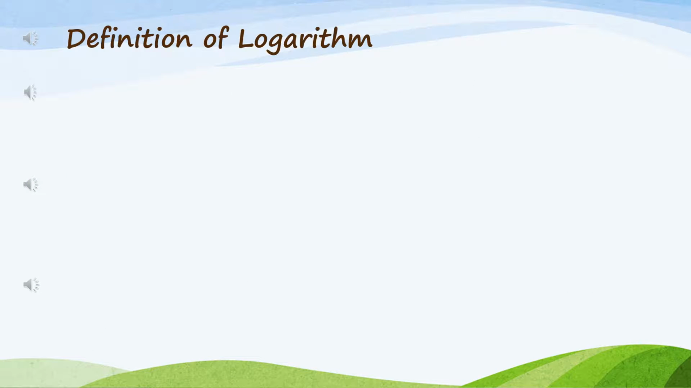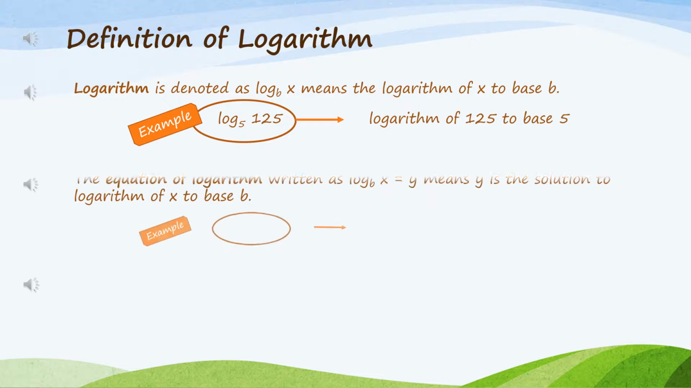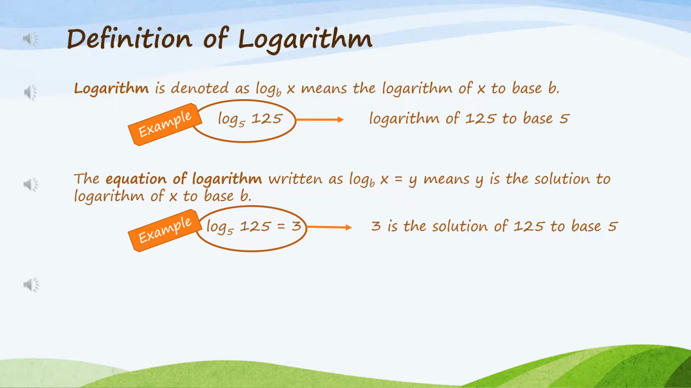Definition of logarithm. Logarithm is denoted as log of x to base b. For example, logarithm of 125 to base 5. The equation of logarithm means the solution to logarithm of x to base b is y. For example, 3 is the solution of log of 125 to base 5.